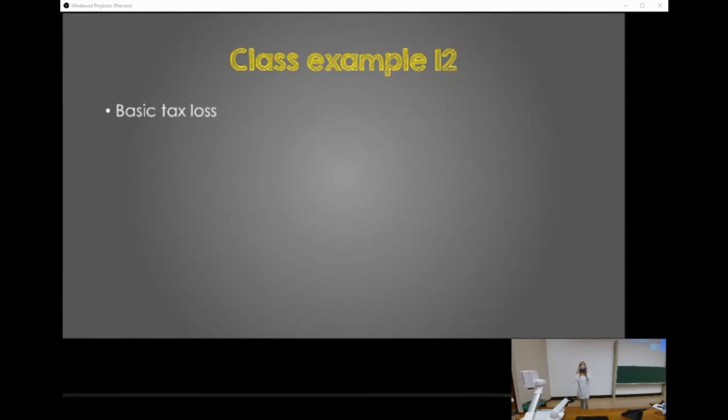Okay, so that is then the principles about a tax loss. So now we can look at class example 12, which is a basic tax loss example.